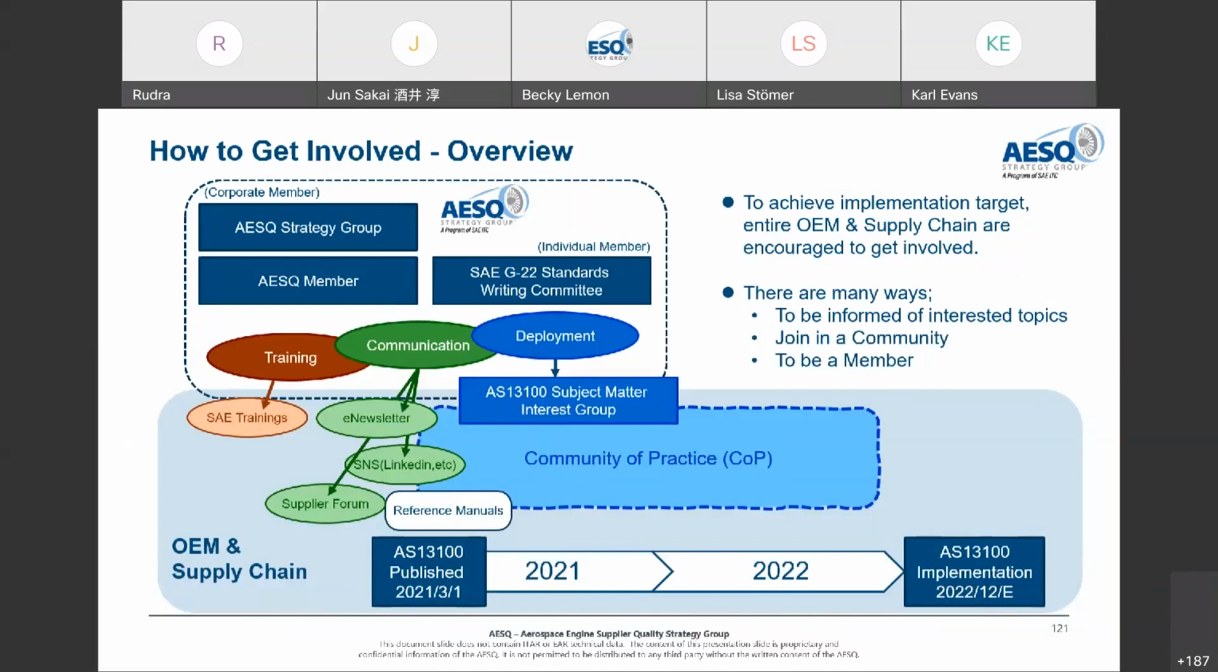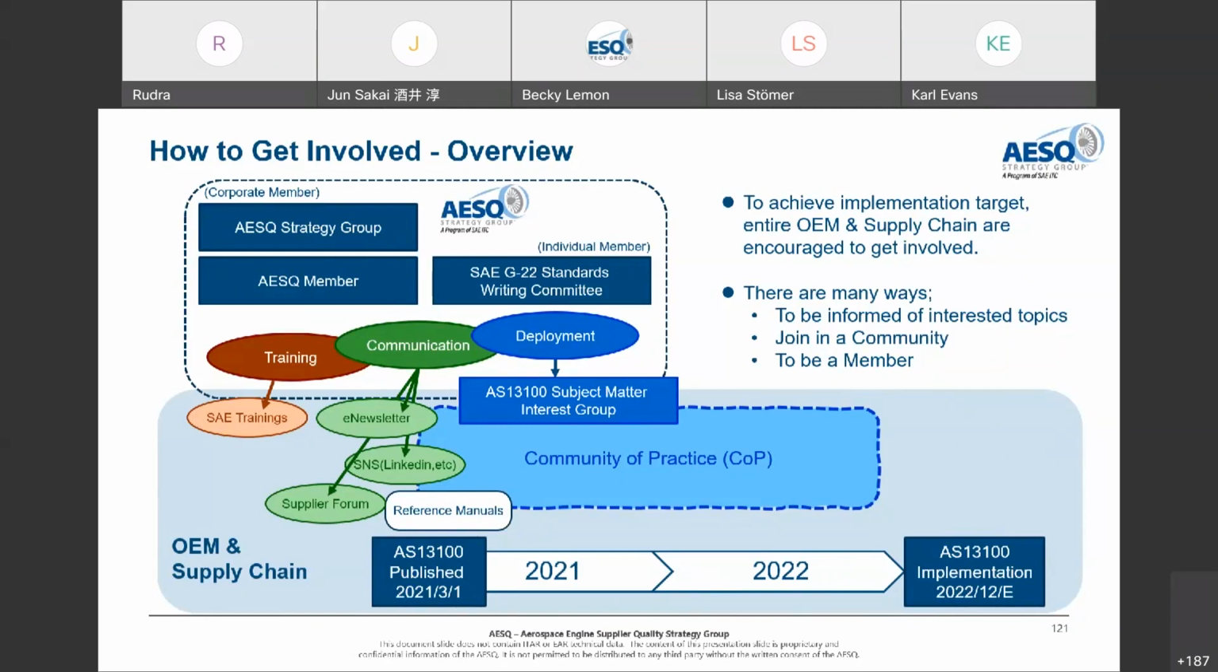In this chart, I illustrate an overview of AESQ activities, a relation with OEM and supply chain, and the timeline for AS13100 implementation. Since AS13100 has been published in March last year, time flies, and we have already passed the halfway point of the timeline for the implementation. So it is not surprising many of you should be working on gap assessment and the requirement flow down to your QMS. But at the same time, there should be many issues or roadblocks that came to the surface and you may be struggling to work out.